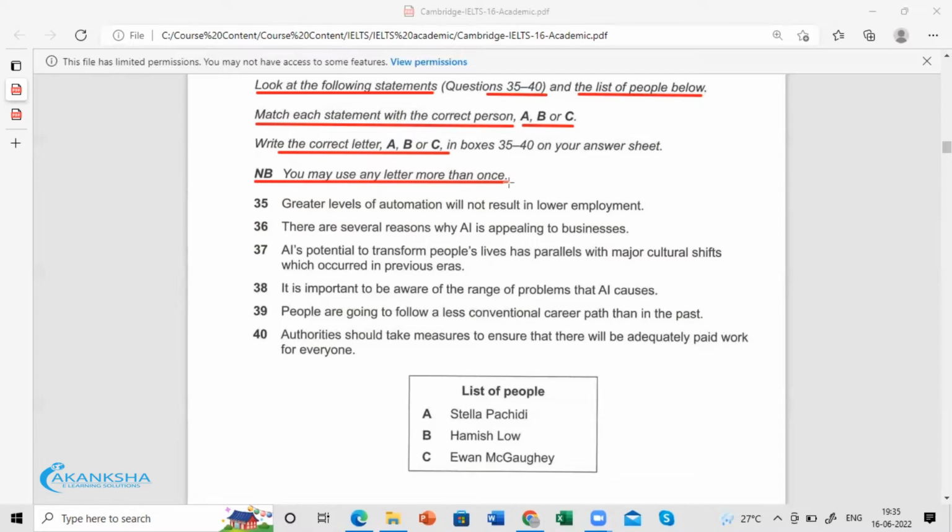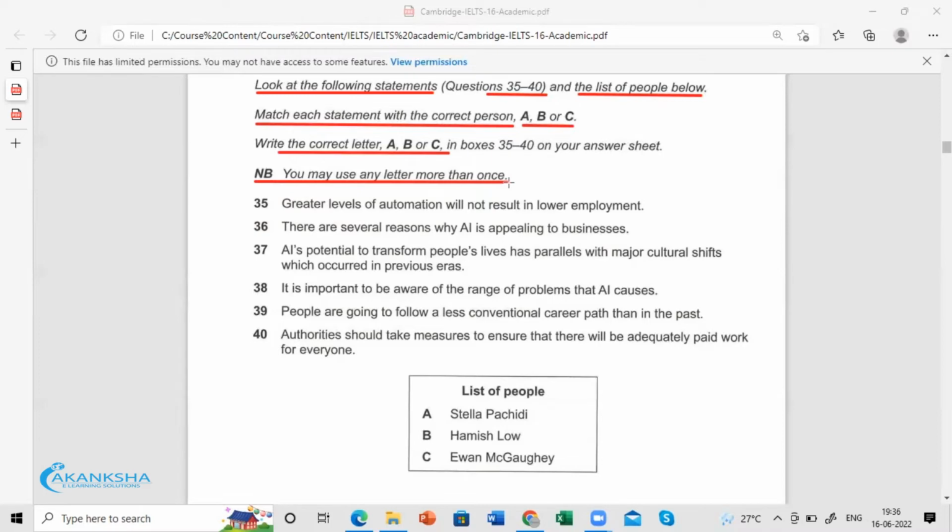Yeah, one person can match two statements. So this is something that they are looking at. I think they're telling us. So if we miss this instruction, we may feel like there are only 3 people and there are 6 statements.